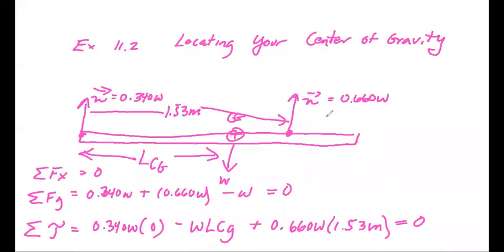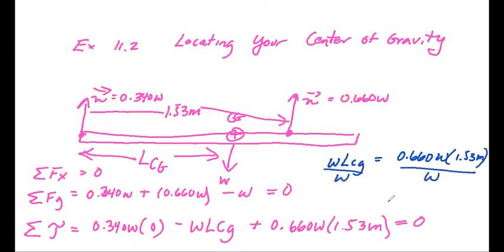So now we're going to get weight times LCG equals 0.660 W times 1.53 meters. Then you divide both sides by weight, and you're going to solve for LCG, which is going to be equal to 1.01 meters. That was 11.2.